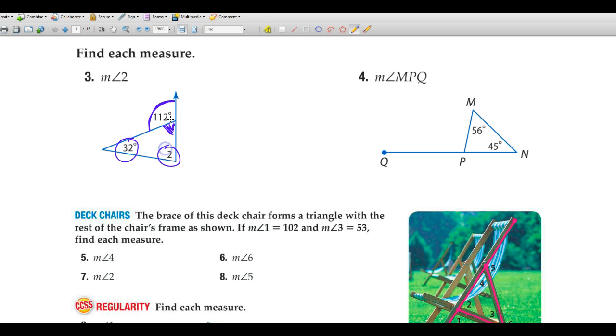So if we add these two angles together, the measure of angle 2 plus 32, that should be equal to our exterior angle, which is 112. So to solve for the measure of angle 2, we would subtract 32 from both sides, and the measure of angle 2 is equal to 80 degrees.